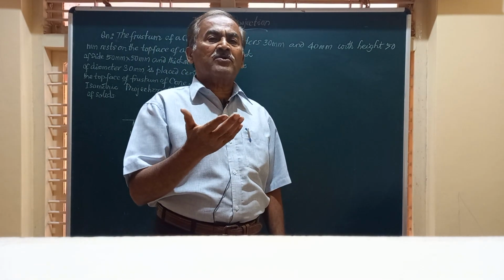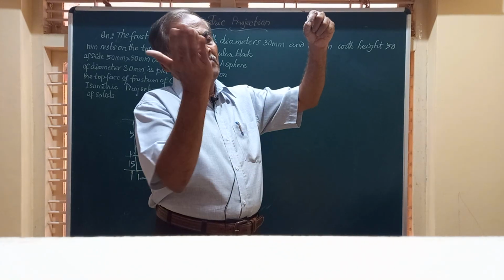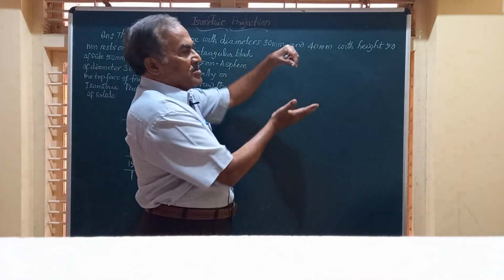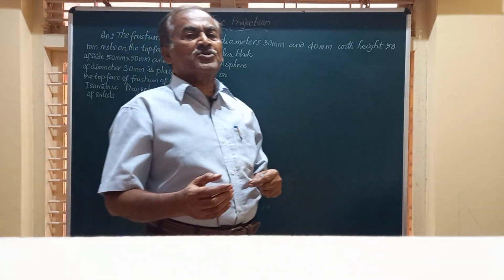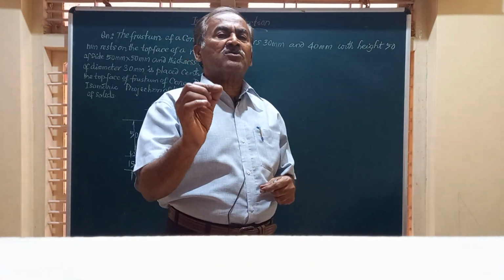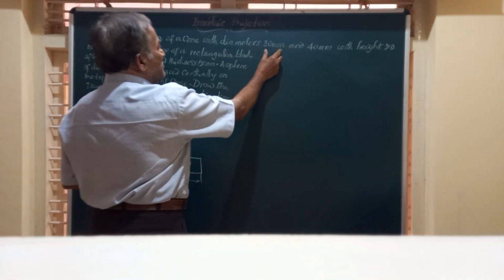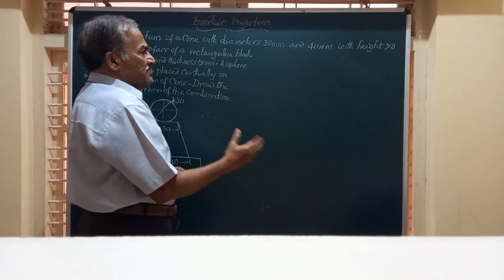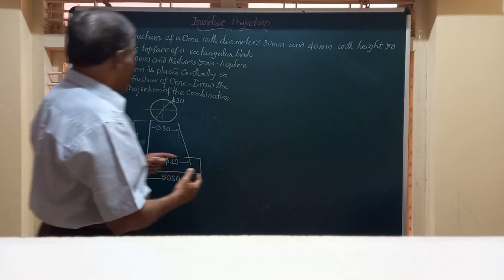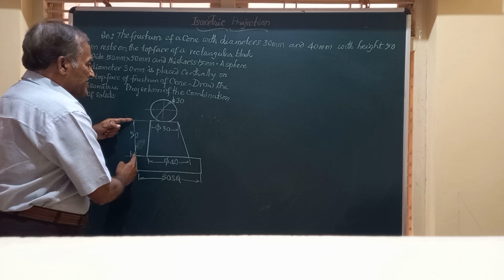So cone is the second part. The frustum of a cone is whenever a cone is cut by a section plane parallel to the base and perpendicular to the axis, the portion below the section plane that is retained is called a frustum of a cone. It has got a diameter 30 at the top, 40 at the bottom, and height is equal to 50. 40 at the bottom, 30 at the top, 50 is the height.